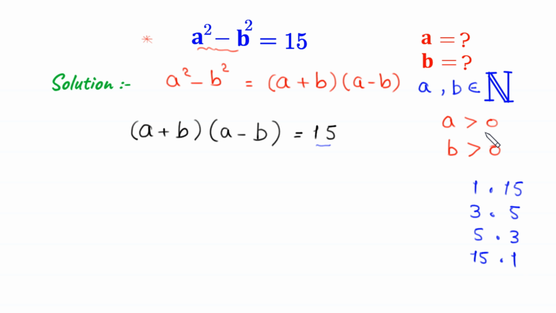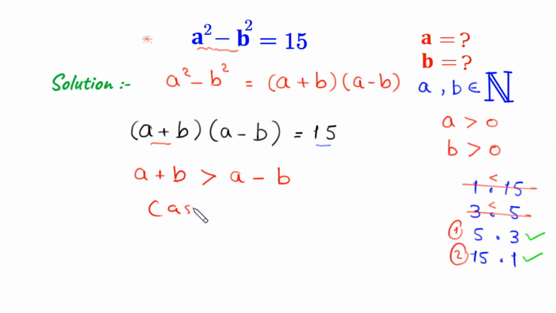Now if a is greater than 0 and b is greater than 0, then this a plus b will be greater than this a minus b. So this product 1 times 15 will be rejected because 1 is smaller than 15, and this product 3 times 5 will be rejected because 3 is smaller than 5. So we are left with only two cases, 5 times 3 and 15 times 1. This is case 1 and this is case 2.